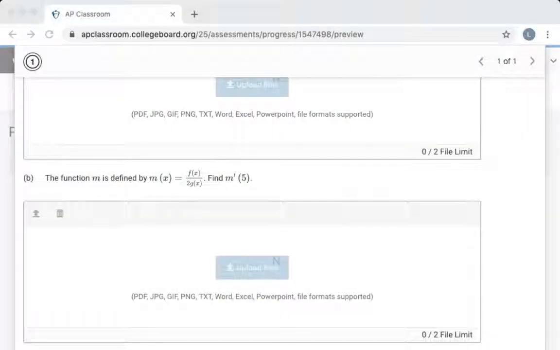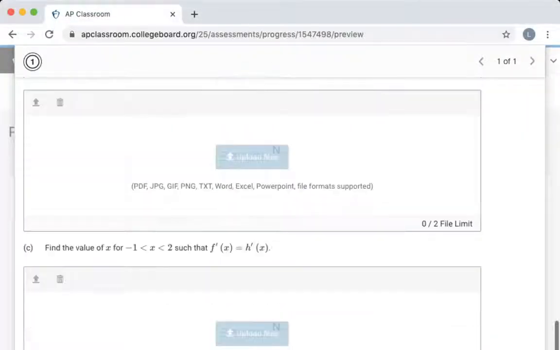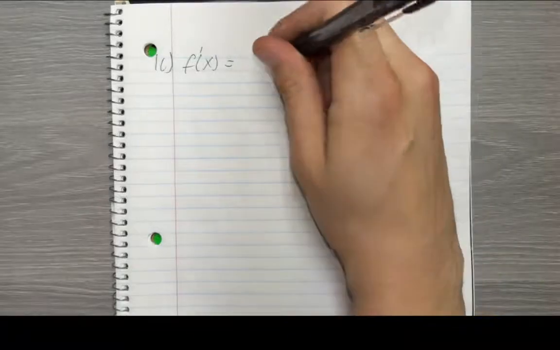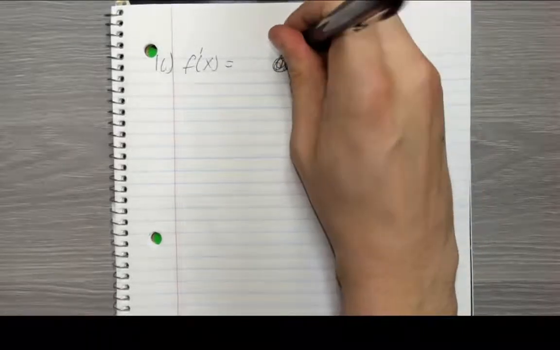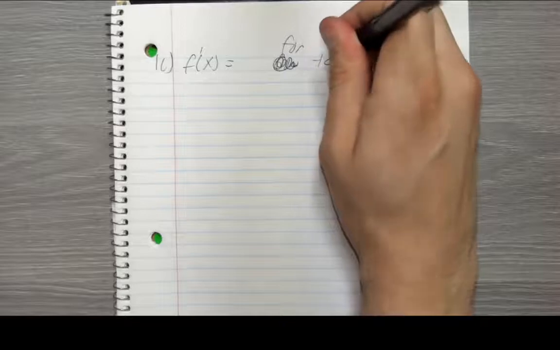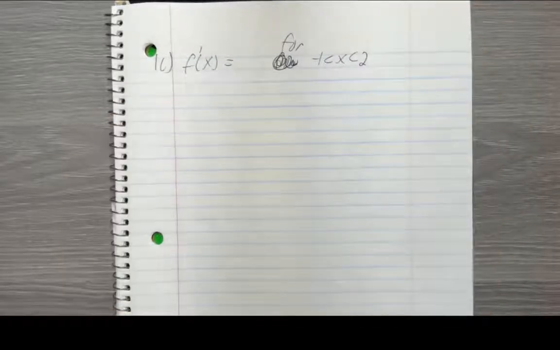This question says, find the value of x for negative 1 to 2 such that f prime is equal to h prime. All right, well, f prime, that's what we want to find first. So we want to find that f prime of x is equal to h prime of x from negative 1 to 2. Let's first just find what is f prime of x equal to, for negative 1 less than x less than 2. What does that equal? And we actually know what that is.